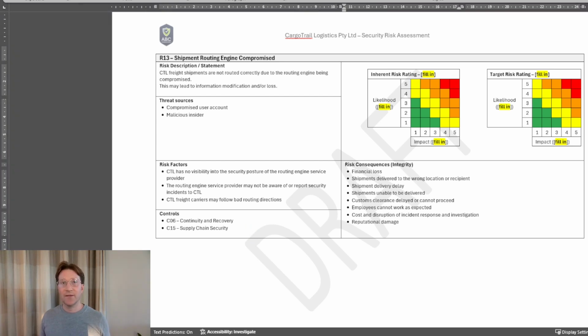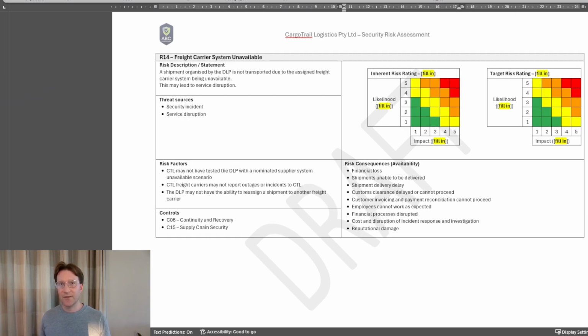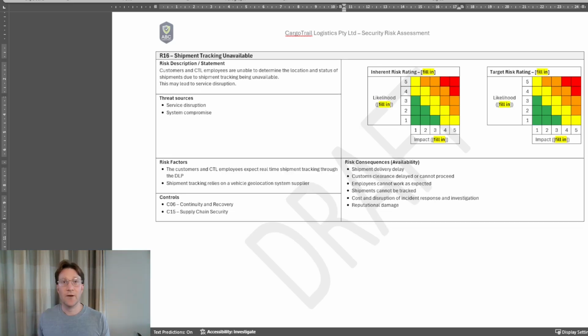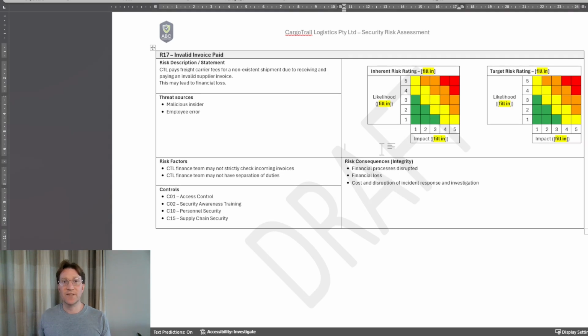So with that in mind, we can apply these risk ratings from risk 12 to risk 13 as well, shipment routing engine compromised. And for risk 14, freight carrier system unavailable. Same for risk 15, freight carrier system compromised. And also for risk 16, shipment tracking unavailable. For risk 17, an invalid invoice being paid.